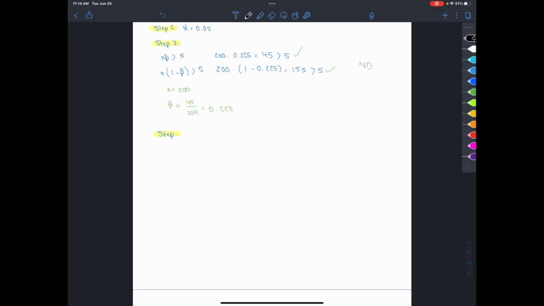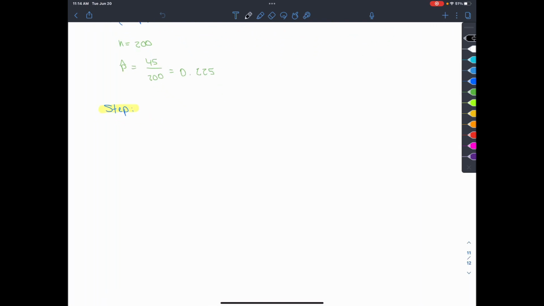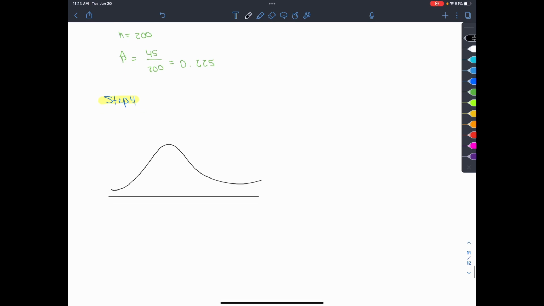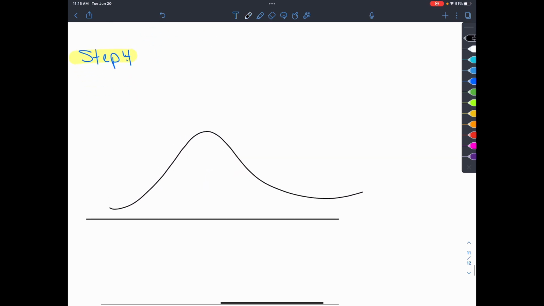Okay, so step 4 is we have to figure out our critical z values. That's going to mean we're going to draw out our normal distribution, and center it a little bit better. And we know the middle is going to be 0.